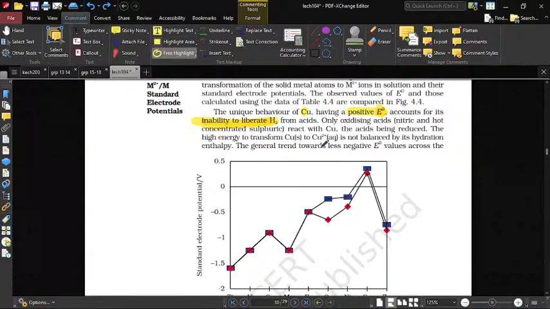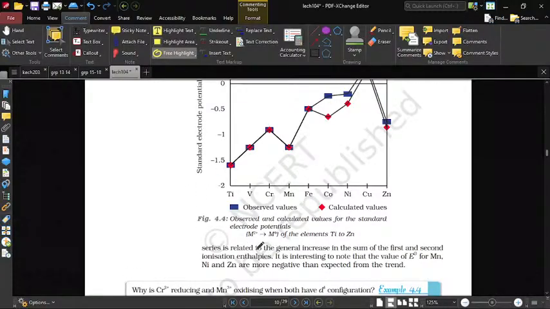The general form of the trend towards less negative E° values across the series is related to the general increase in the sum of first and second ionization enthalpies. It is increasing. It is interesting to note that the values of E° for manganese, nickel, zinc are more negative than expected from the trend.